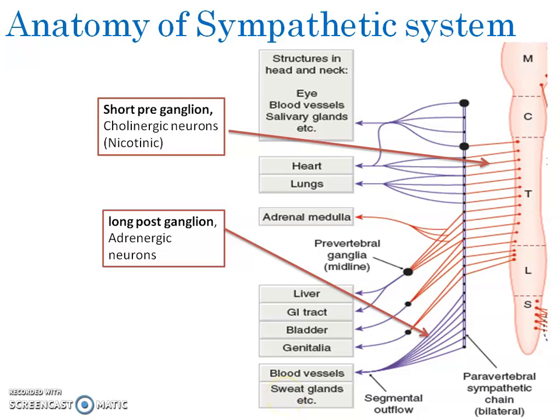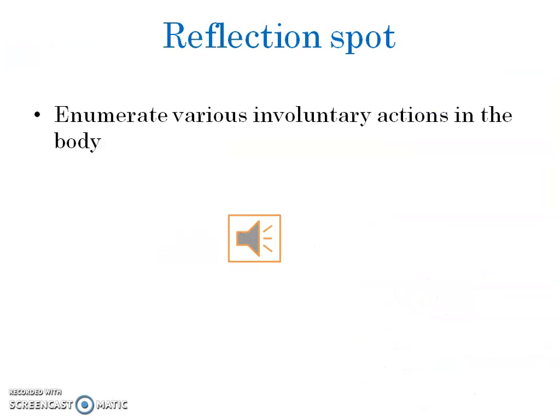Now, as we have seen the anatomy and physiology of the sympathetic system, I want you to have a reflection spot. I want you to list out various involuntary actions occurring in our body, as sympathetic nervous system is mainly concerned with involuntary actions. If you can list out various involuntary actions, that would help us in going through the next slides. Just pause this video and write on your paper. I hope you have the list of your involuntary actions.